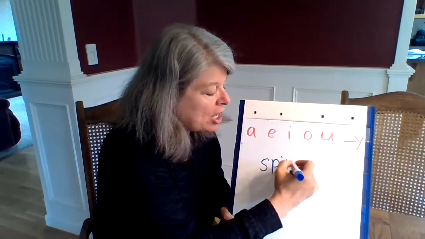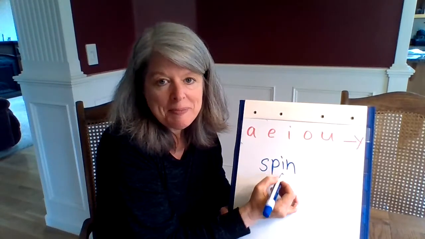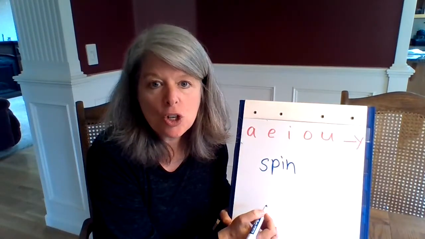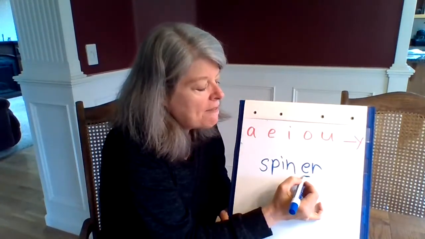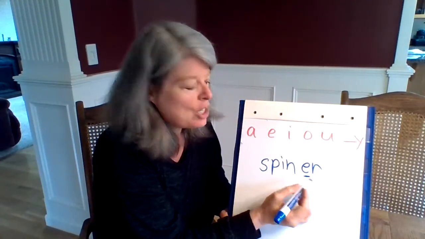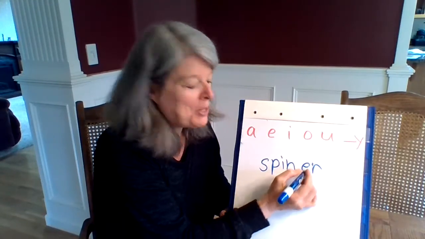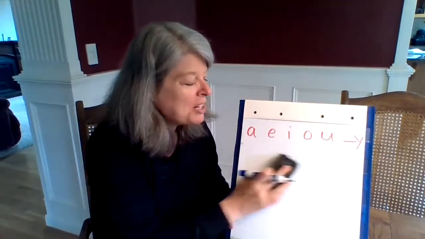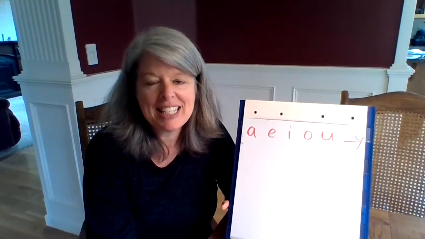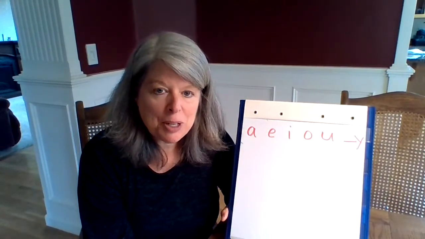Spin has a short vowel sound. We're going to add the suffix er. How do we spell er? E-R. There's a vowel in e, so we must double that consonant. Spinner. All right, good. So that's one of the spelling rules that we'll continue to practice. Here's another spelling rule for you.